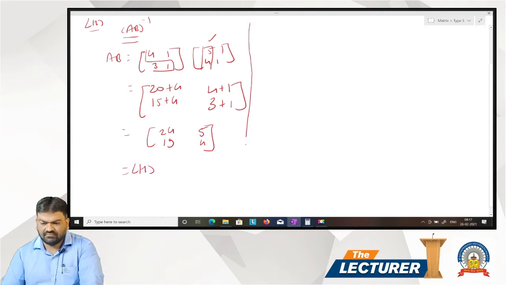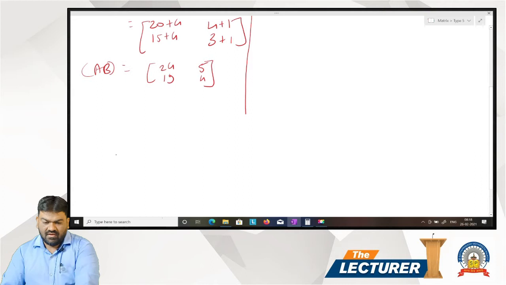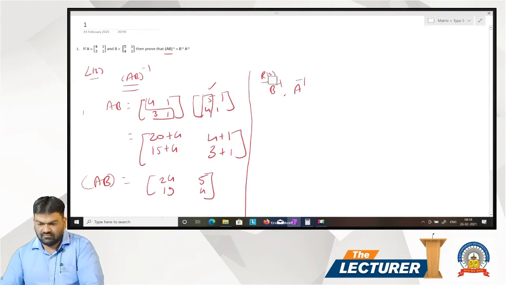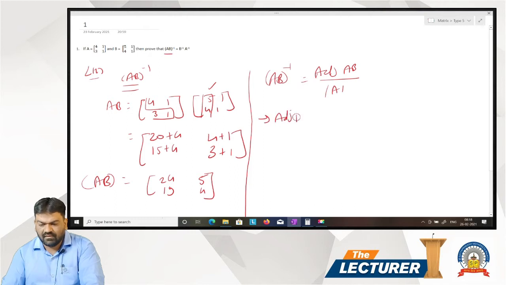Now right hand side, that is B raised to minus 1 multiplied by A raised to minus 1. This is our AB, sorry, AB. Now we have to find out AB raised to minus 1. AB raised to minus 1 is equal to adjoint of AB divided by determinant of AB. First adjoint of AB.